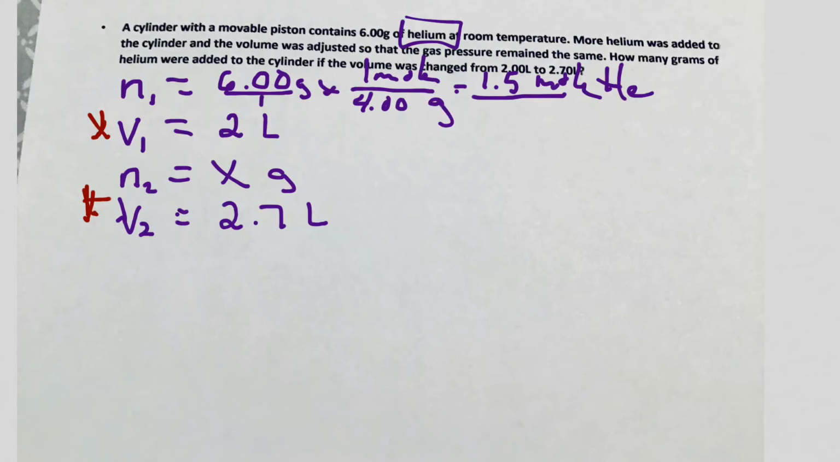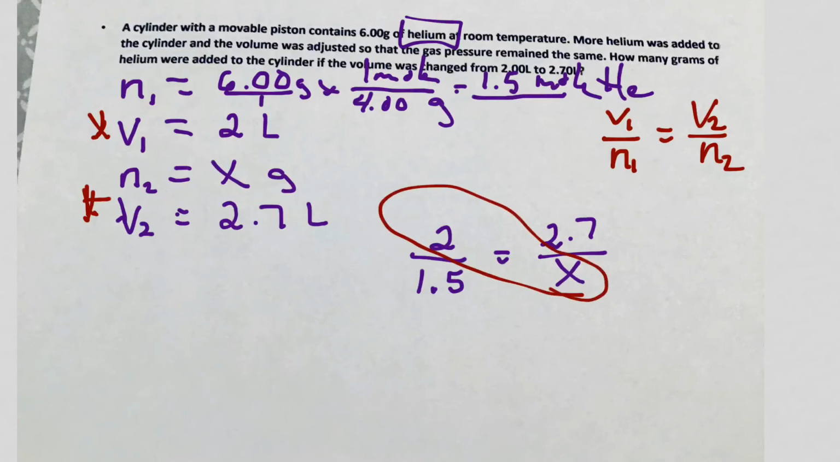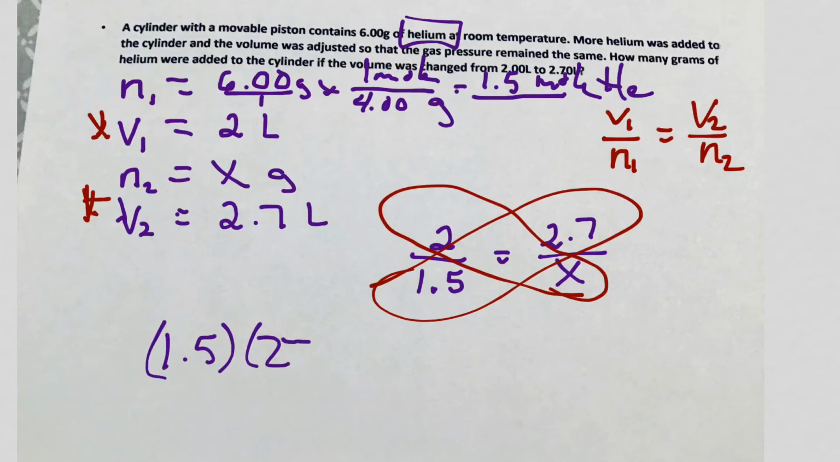Okay, so I already converted to moles, so I'm just going to go ahead with Avogadro's law, which is V1 over N1 equals V2 over N2. So V1 is 2, N1 is 1.5, equals V2 is 2.7 over X. And then again, I'm going to cross multiply. So 1.5 times 2.7 equals 2x.